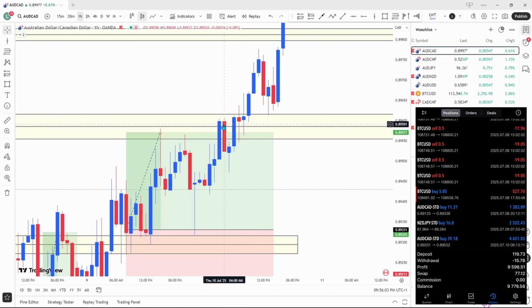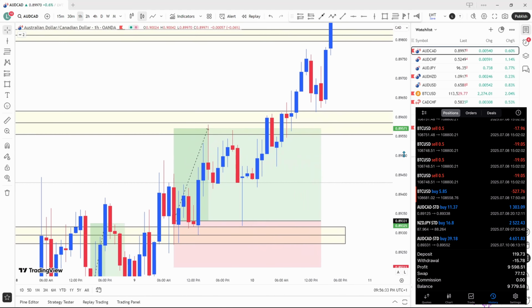But just as this candle formed and started to come down, I think it was about here somewhere, I actually closed it as it was here, which didn't quite make the 10,000, just under. So I didn't make the £5,000 on this trade. I made £4,651.83. And the reason I closed it is because we had this huge push up into the zone.